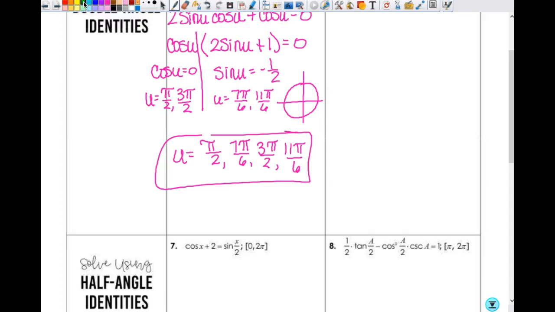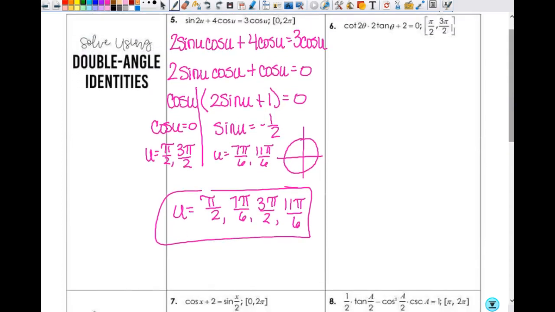Let's look at the next one. So I have cotangent of 2 theta plus 2 tangent of theta plus 2 equals 0. So I don't have a cotangent of 2 theta. And I'd really like to just get everything in sine and cosine anyway. So just like if that was cotangent squared, I could put cosine squared over sine squared. So this is cotangent 2 theta. I can make this into cosine 2 theta over sine 2 theta times 2, and then that tangent theta, I'm going to make it into sine theta over cosine theta plus 2 equals 0.